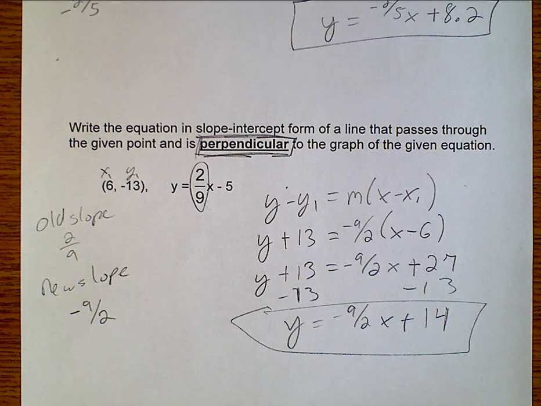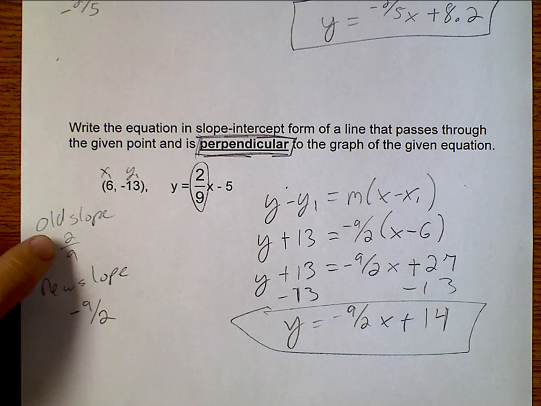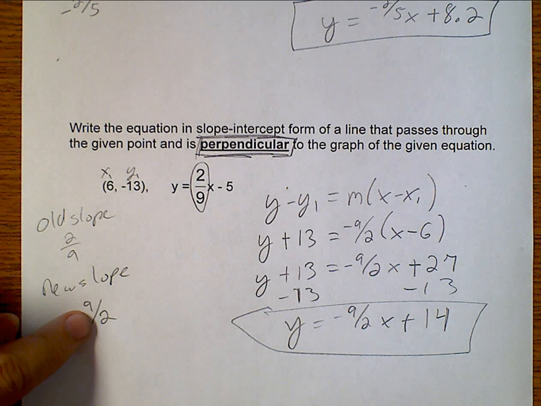And so perpendicular lines are just like parallel lines, with the added step of you have to figure out what your new slope is by taking a fraction, flipping it upside down, and changing the sign.